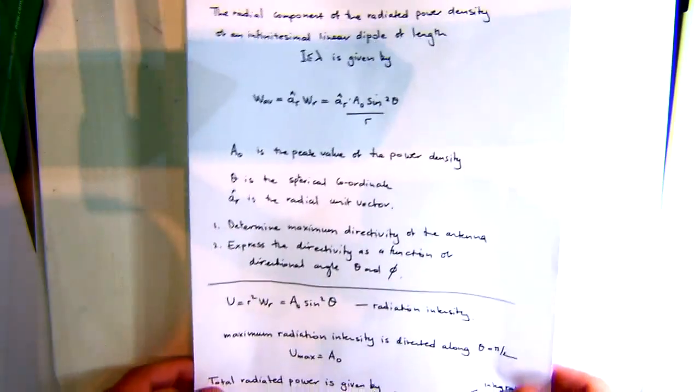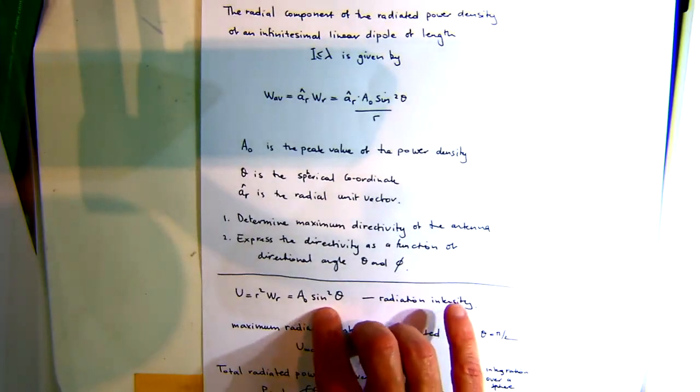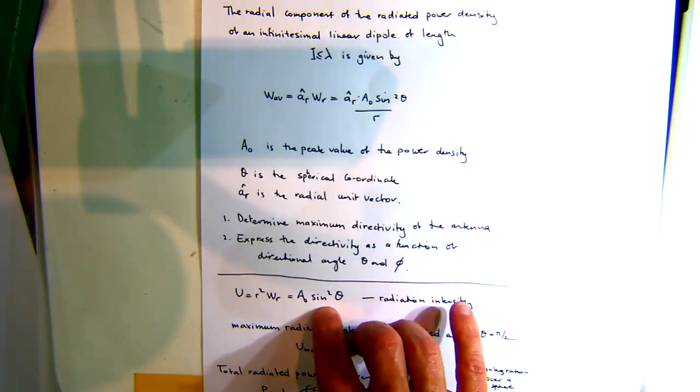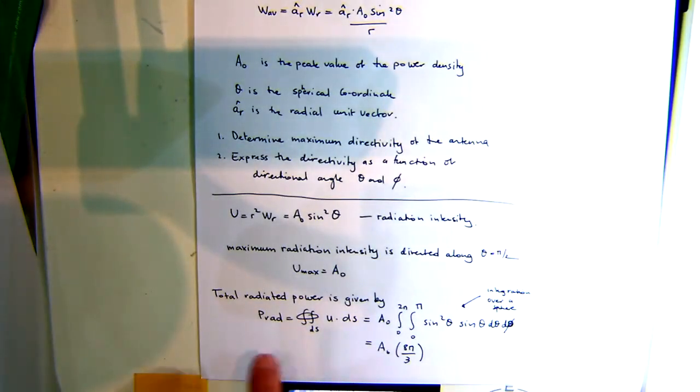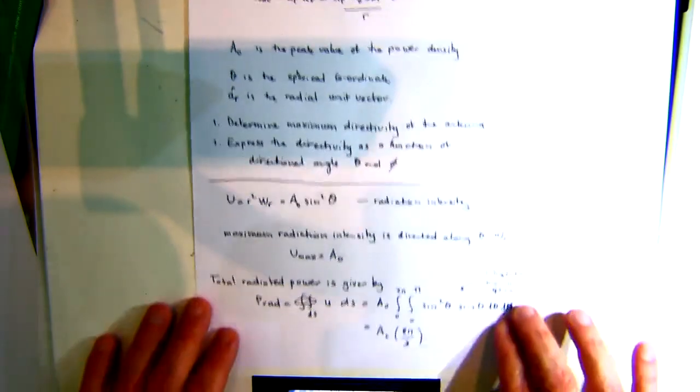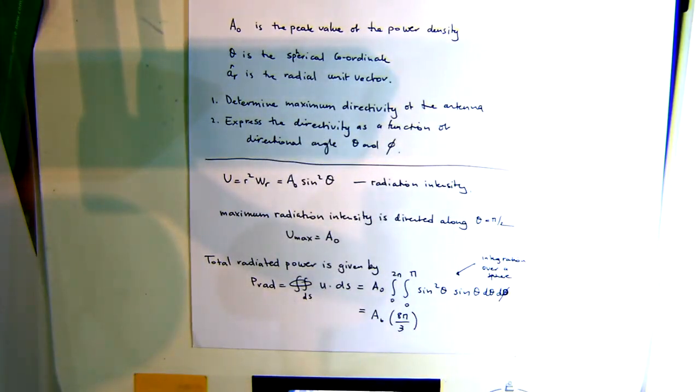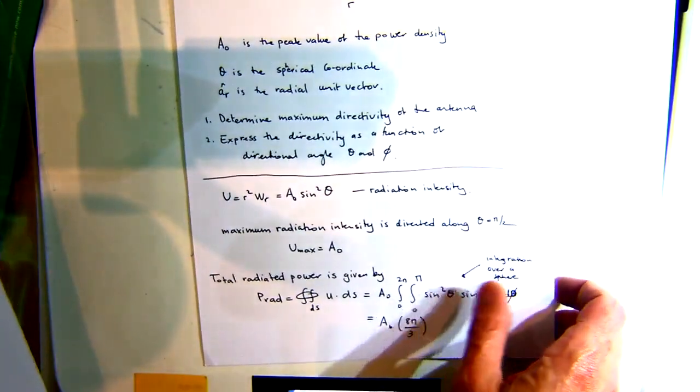So we've said that the radiation intensity is R squared times W R. And in this particular case, it's just sine squared theta. And the maximum radiation intensity is directed along theta equals pi on 2, because we know sine of 90 is 1, which is the largest value. We can go through the calculation and work out the total radiated power, which is the integral of U dS. If we do the integral of sine squared theta over the surface of a sphere, what we get is just A naught 8 pi on 3.